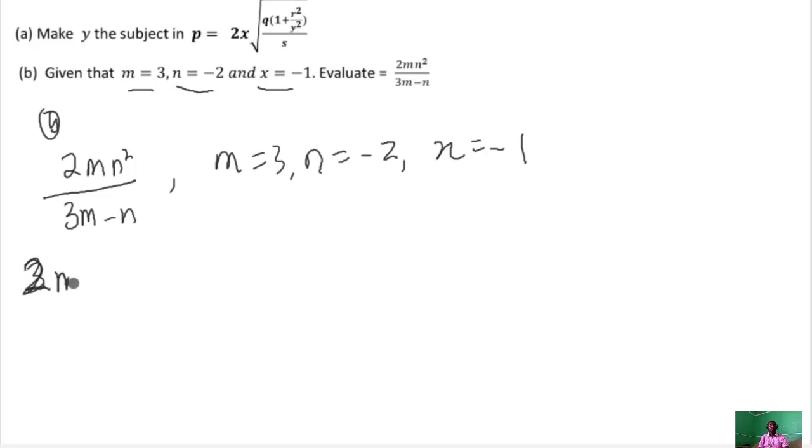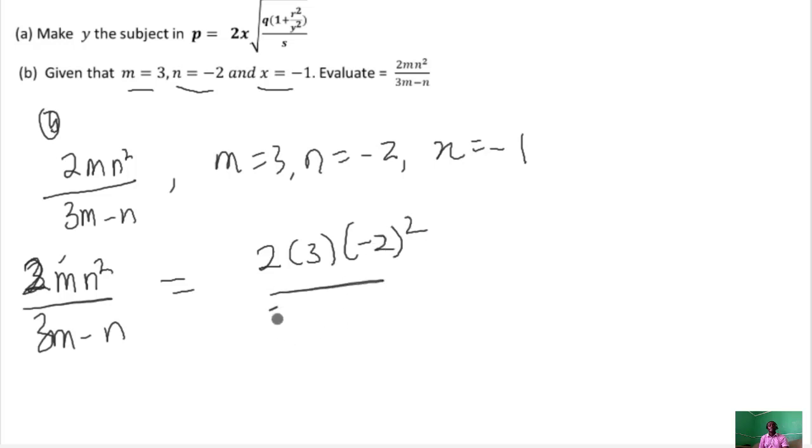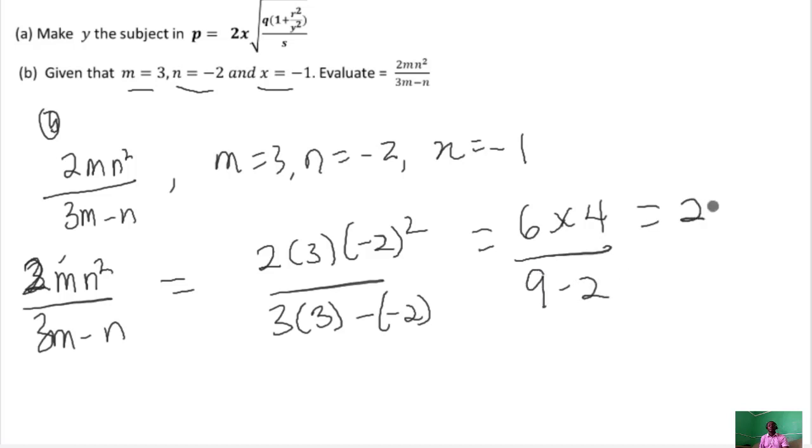So our 2mn square over 3m minus n will be equal to, where we see m, we put 3 there. So it will be 2 times 3 times minus 2 square over 3 times 3 minus 2. So we get 6 times 4, because 2 square will be 4, all over 9 minus 2. So 6 times 4 is 24 over 7, which is 3 whole number 1 over 7. So 24 over 7 will give us 3.429. Good. Let's move on.